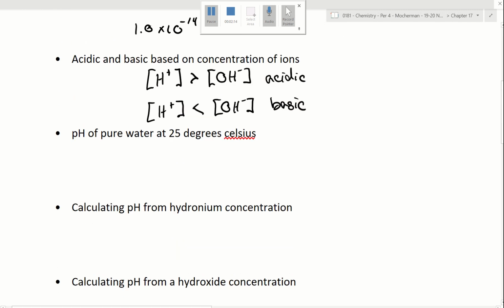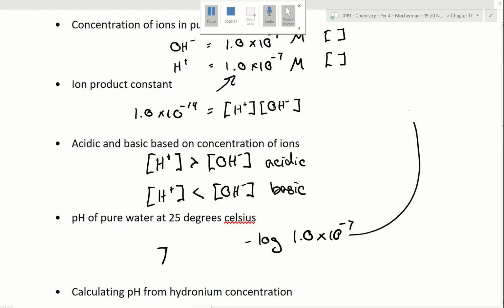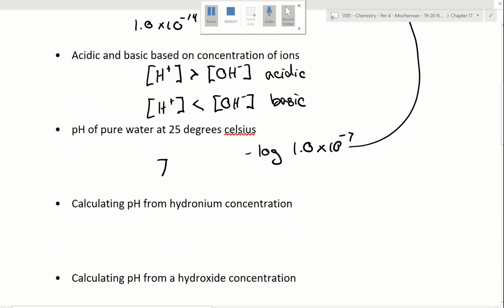The pH of pure water at 25 degrees Celsius is 7 because the negative log of its ion concentration, which is 1.0 times 10 to the negative 7, if you remember that from up here, the negative log of that is equal to 7. So pH.